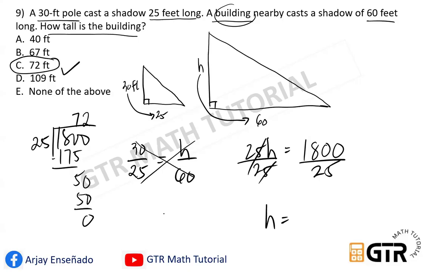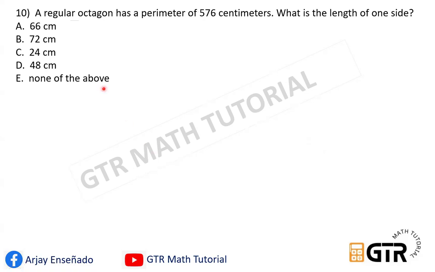Okay, so last, number 10. A regular octagon has a perimeter of 576 centimeters. What is the length of one side? So we have a regular octagon. An octagon has 8 sides. When we say regular, that means all the sides are congruent. So this will be the figure for a regular octagon.